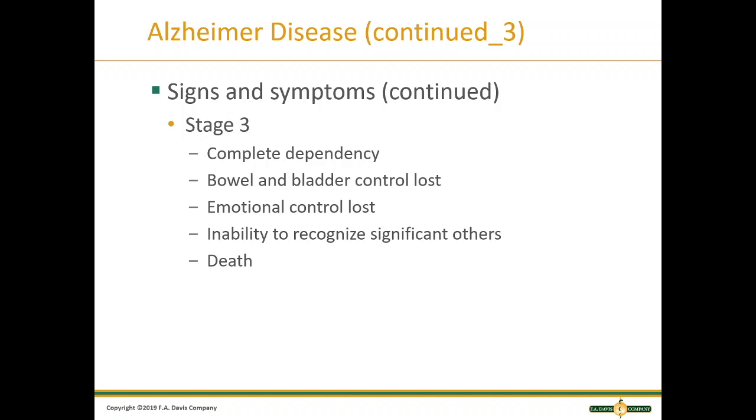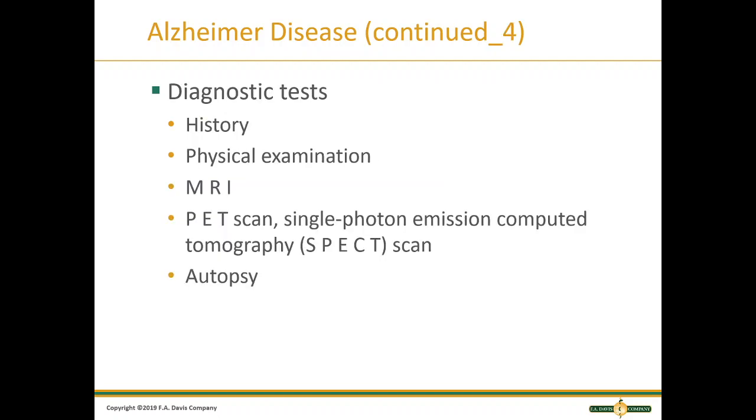So they're incontinent. Their emotional control is lost, they'll cry, scream, yell, laugh. Inability to recognize significant others, so they don't identify them at all. They forget who they are, even their spouses or their children, and it leads to death eventually.